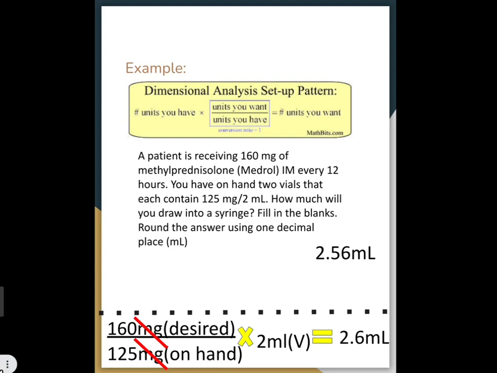This is to the one decimal place, meaning that you rounded 56 up to 60, dropped off that zero, and got 2.6, or 2.60, but we're dropping off that zero. We only need one decimal place. So hopefully your rounding conventions are still with you.